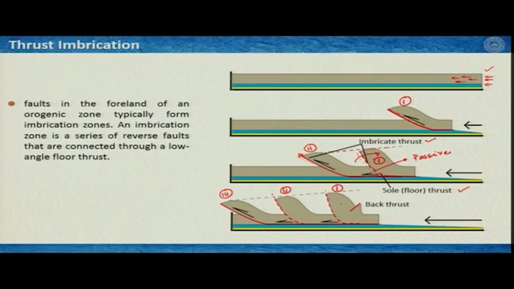Interestingly, these previous imbricate thrusts, 1 and 2 in this case, they again rotate back. So the first one rotates further towards this side, and sometimes to accommodate the rotation it produces a fault. This is also a thrust fault which is verging oppositely, and this is known as back thrust. I think I gave the sense oppositely. The drawing should be something like that.